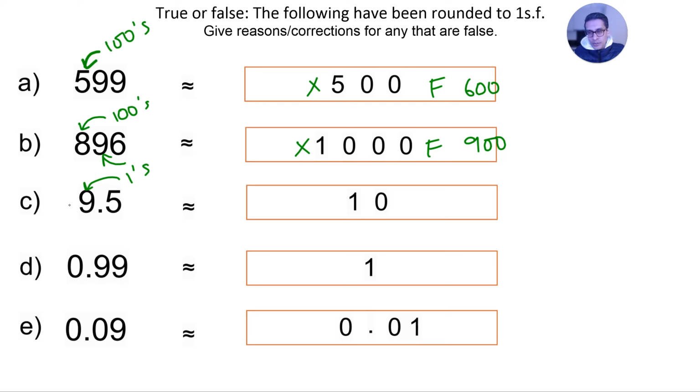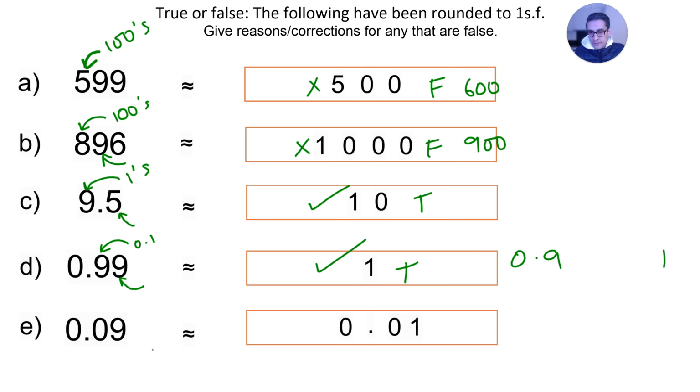So in the 1 times table, it's going to be either 9 or 10. The decider is 5, so we're going to round up. So it's going to be 10, so this is true. Okay, 0.99. The first significant figure is in the tenths column, and the decider is telling you to round up. So to the nearest tenth, we're going to have either 0.9 or 1. In this case, it rounds up, as we said, so this is true. It's going to become 1.